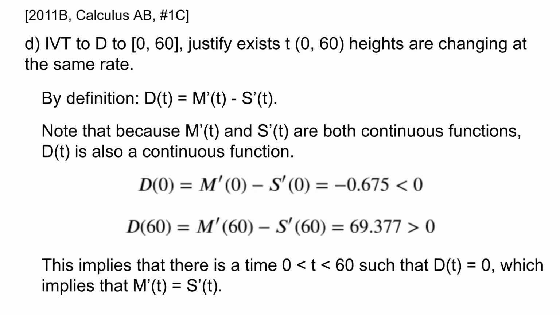So d of t being a continuous function, with d of 0 being negative and d of 60 being positive, does imply that there is some time t between 0 and 60, such that d of t equals 0, which implies that m prime of t is equal to s prime of t.